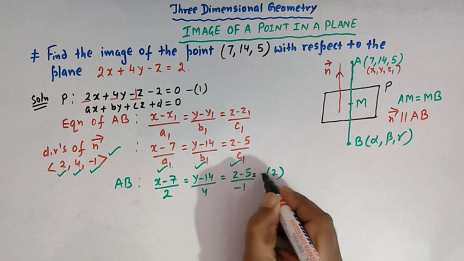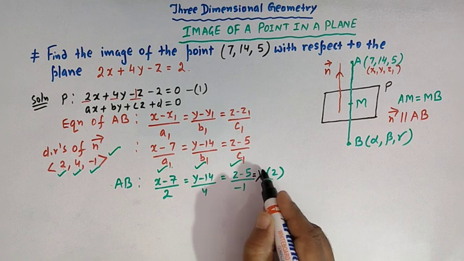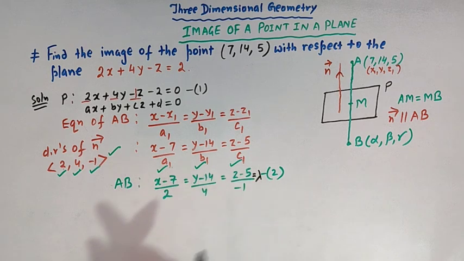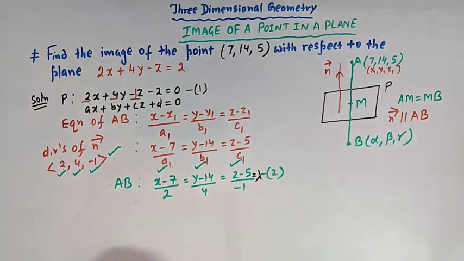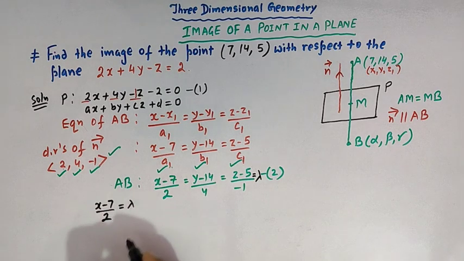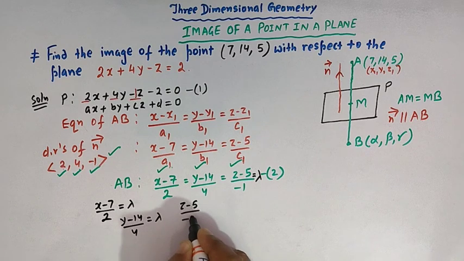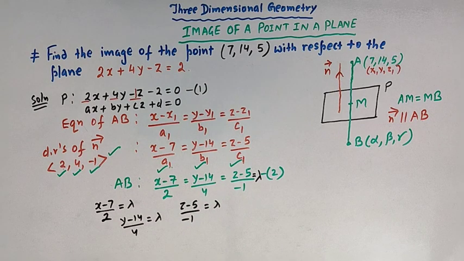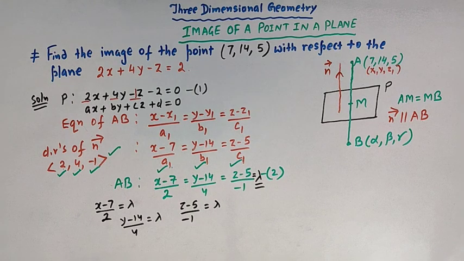So here what we will do, we'll introduce a parameter lambda, right? So lambda is some scalar, and this lambda is introduced to get the coordinates of the general point lying on this line AB, right? So now we can write (x minus 7)/2 is equal to lambda, (y minus 14)/4 is equal to lambda, and we can write (z minus 5)/(-1) is equal to lambda, right? So here we have written three separate equations using this parameter lambda, right?